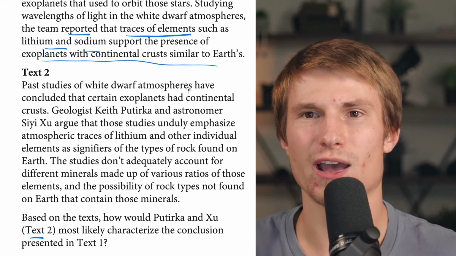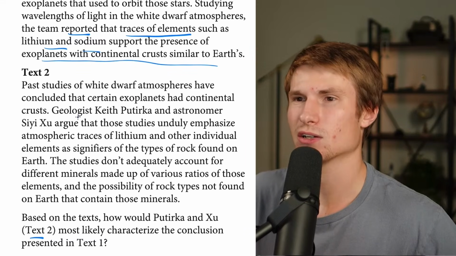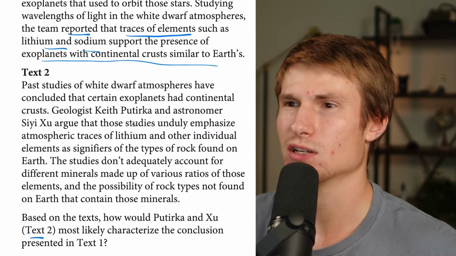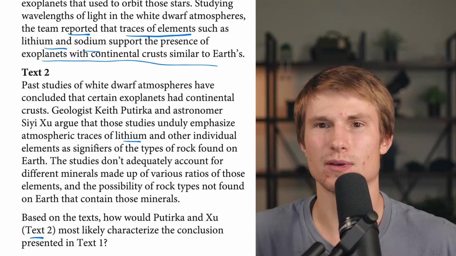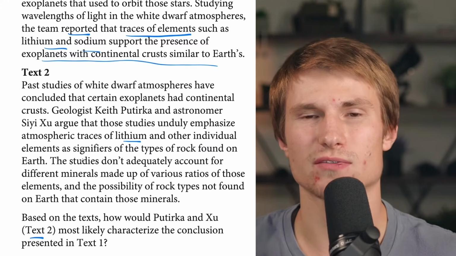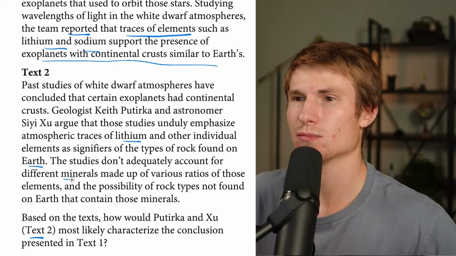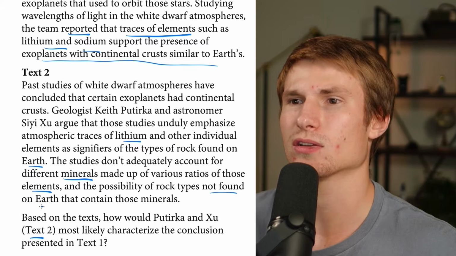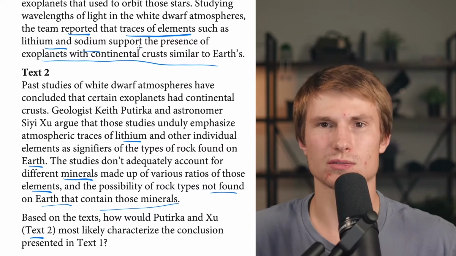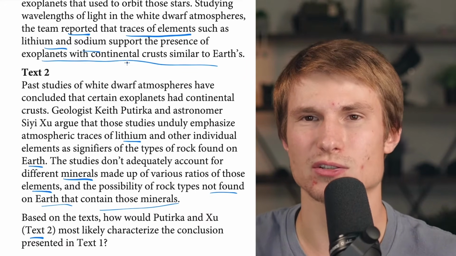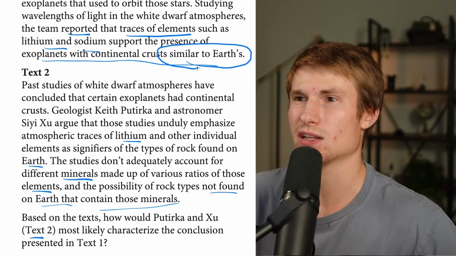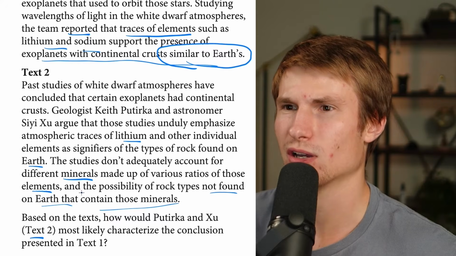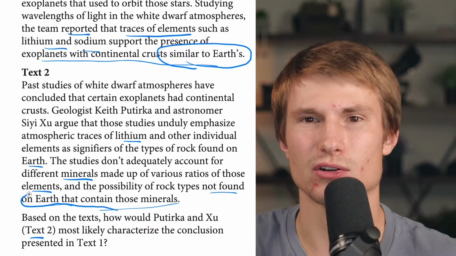Past studies of white dwarf atmospheres have concluded that certain exoplanets had continental crusts. Geologist Keith Putirka and astronomer Siyi Xu argued that those studies unduly emphasize atmospheric traces of lithium and other individual elements as signifiers of the types of rock found on Earth. These studies don't adequately account for different minerals made up of various ratios of those elements and the possibility of rock types not found on Earth that contain those minerals. All right, so text 1 is basically arguing that it supports the presence of exoplanets with continental crusts similar to Earth's, and text 2 is stating that it could be similar to other planets, made of various ratios of those elements, with the possibility of rock types not found on Earth that contain those minerals.